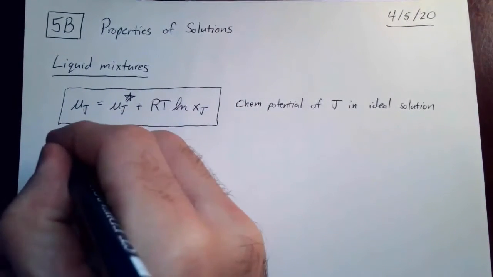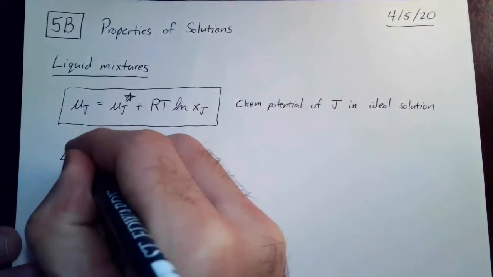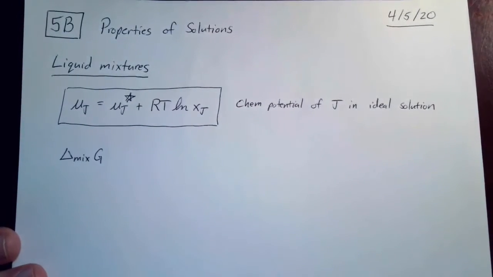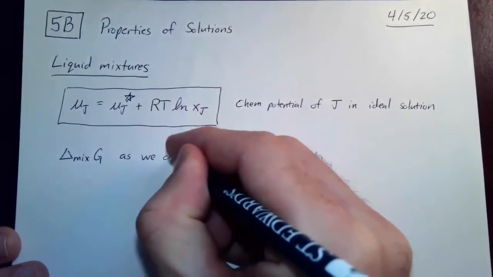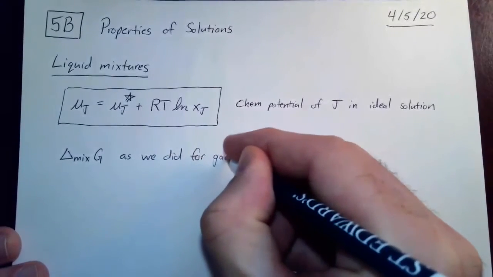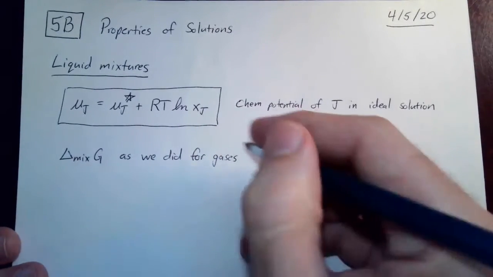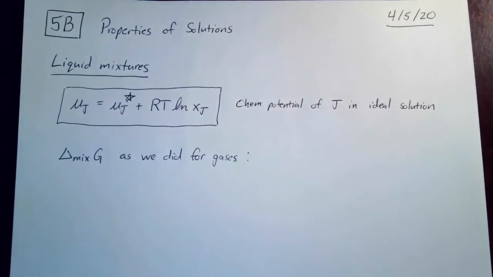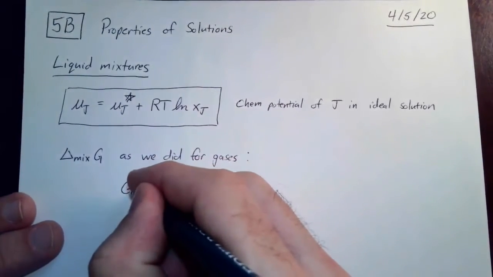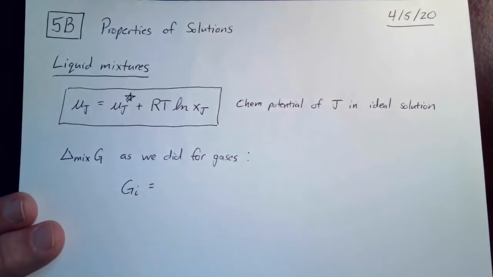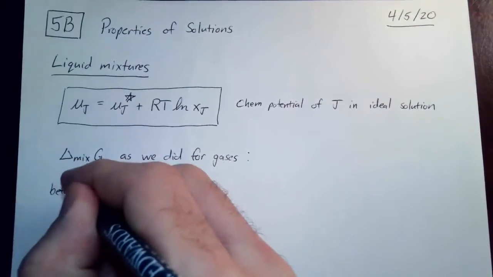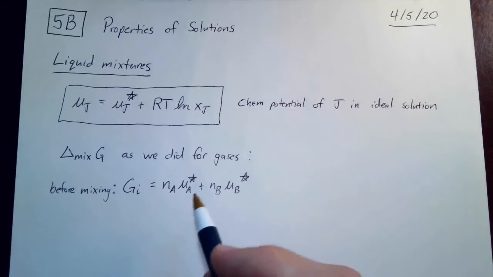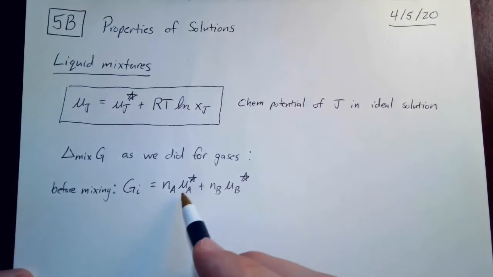Okay, so now we're going to calculate the mixing Gibbs energy, the Gibbs energy of mixing. And we're going to do it in the same way as we did gases in the previous section. So we start with the Gibbs energy initially, that's before mixing. And these quantities are starred because this is two pure substances. They haven't been mixed yet.